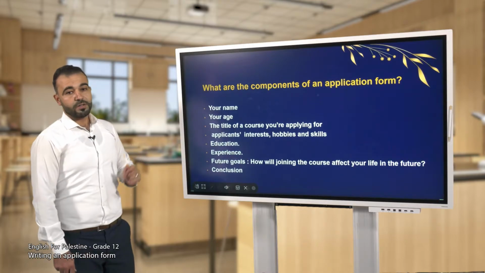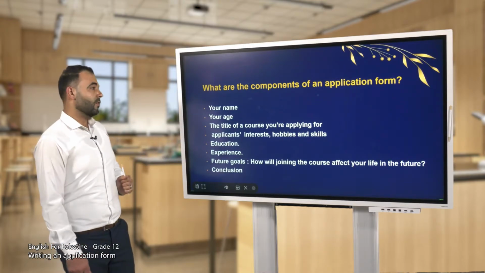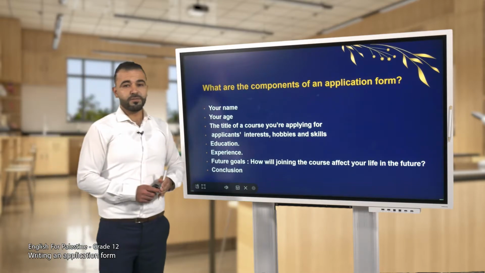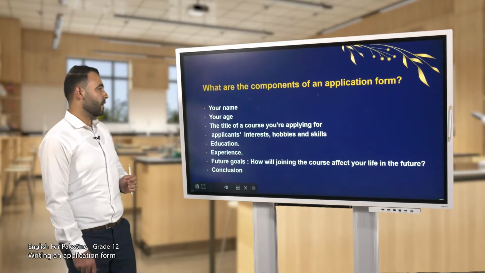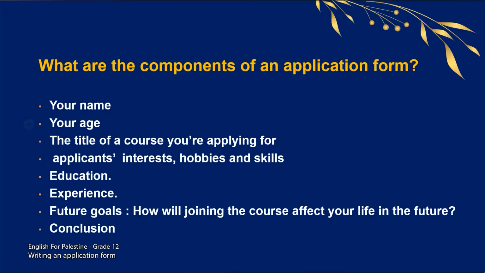Second, what are the components or the parts of an application form? An application form should contain these main parts: your name, your age, then the title of a course you are applying for, then the applicant's interests, hobbies, and skills, then your education. What are you studying now? Then it's good to talk about your experience, your future goals, what are the benefits for joining this course, and finally, any written form should have a conclusion.